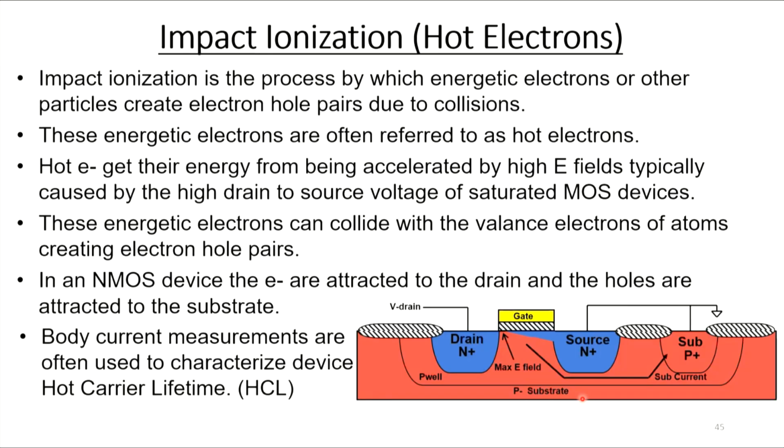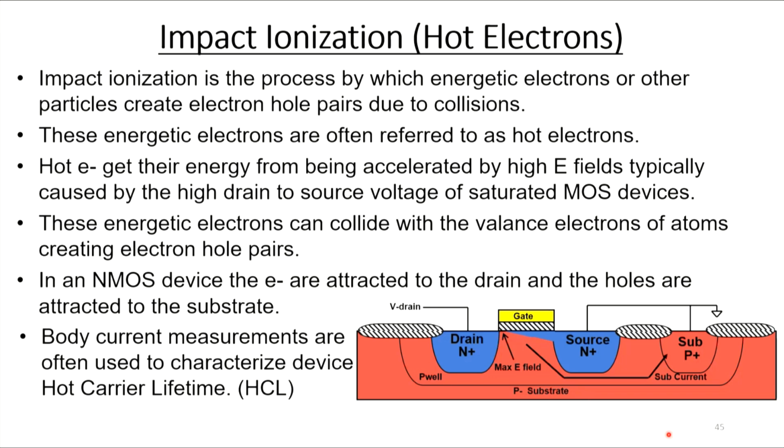Switching topics again. Now I'm going to talk about impact ionization, also known as hot electrons. Impact ionization is the process by which energetic electrons or other particles create electron-hole pairs due to collisions. And these energetic electrons are often referred to as hot electrons, meaning energetic electrons. These hot electrons get their energy from being accelerated by the high electric fields typically caused by the drain to source voltage of saturated MOS devices. You can see here's a saturated MOS device. The high electric field is going to be right in this area that I'm highlighting right there.